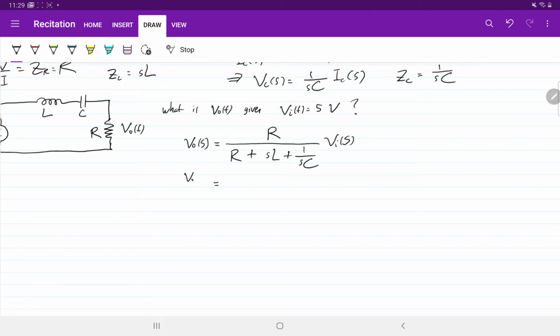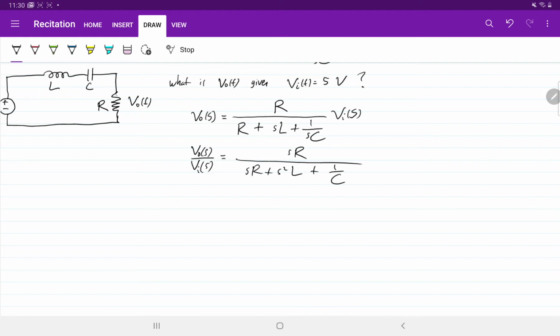So we get the transfer function, right? Because the transfer function is the output voltage over the input voltage. Then you can multiply the numerator and denominator with S: SR over SR plus S squared L plus 1 over C. Okay.